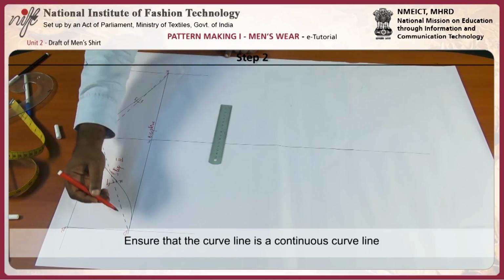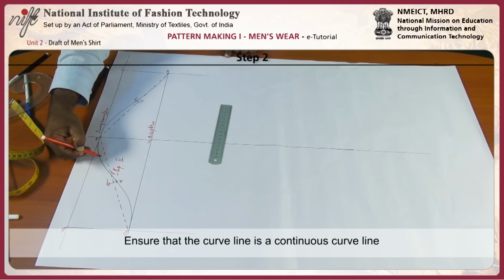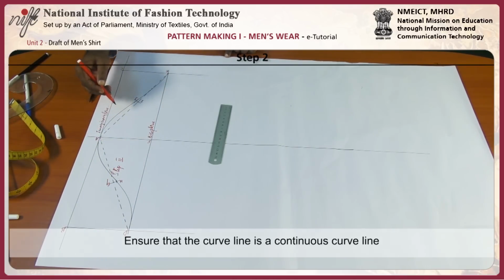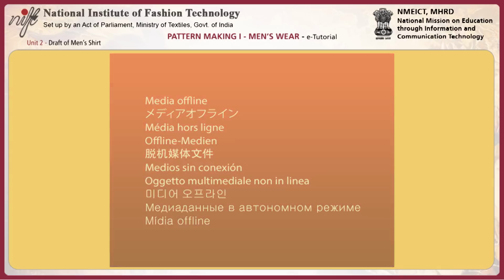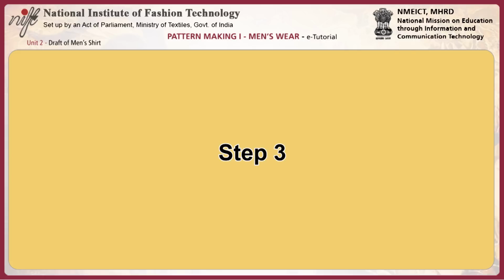Now, if you measure on the curve line, passing the measure tape, the measurement will be plus 1 to 1.5 centimeter more than the measurement given. With this, step 2 concludes. Now let us proceed to step 3, where we are going to apply sleeve length and finalize the underarm measurement.